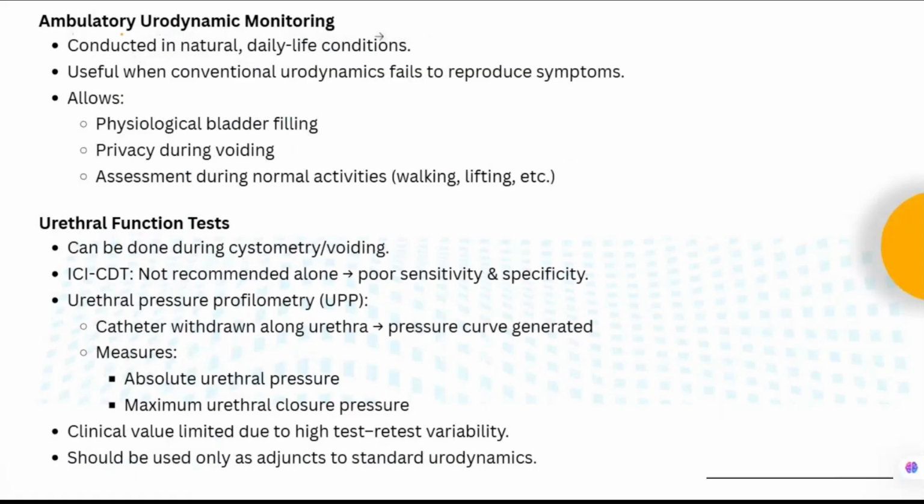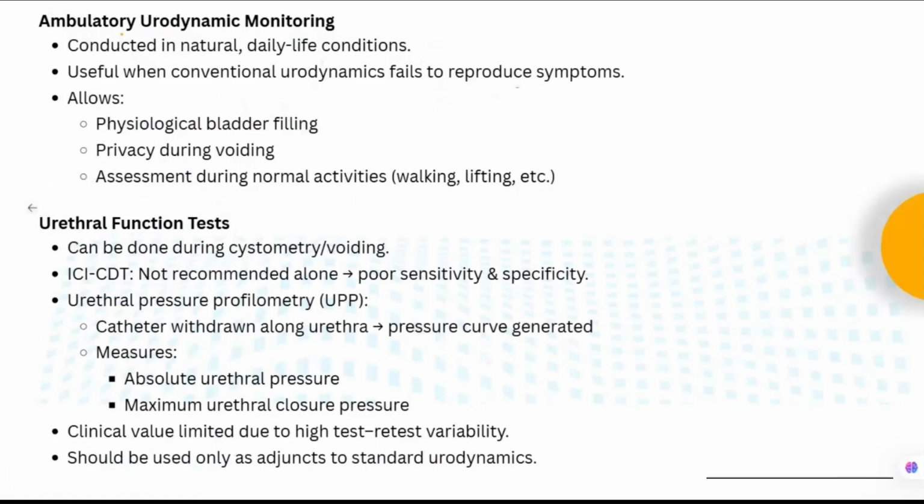Now, ambulatory urodynamic monitoring, that also we have discussed in brief, is conducted in natural daily life conditions, not in artificial conditions. That is why it is called ambulatory urodynamic monitoring. It is useful when conventional urodynamics fails to reproduce symptoms. It allows physiological bladder filling, privacy during voiding, and assessment during normal activities, walking, lifting, etc.